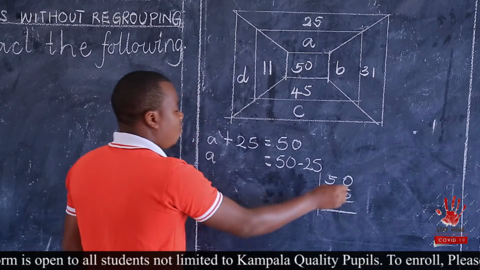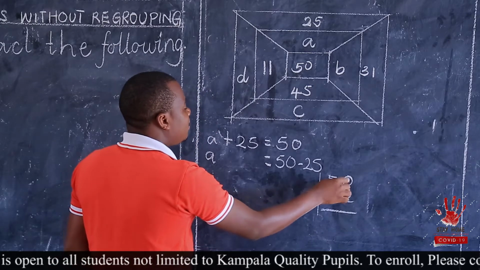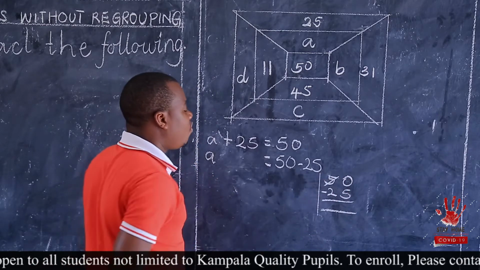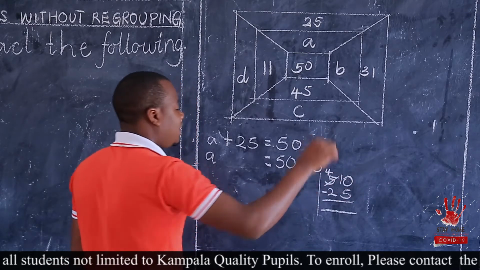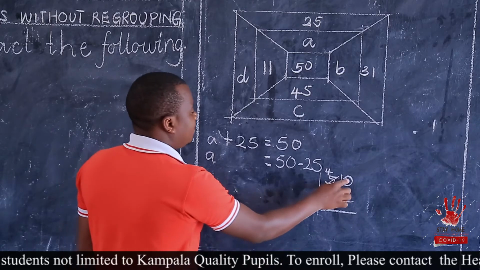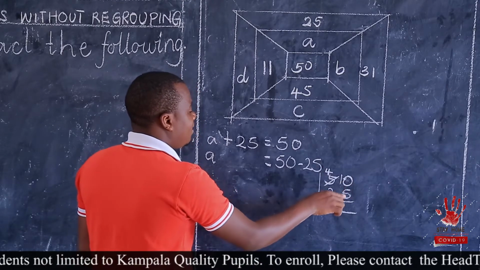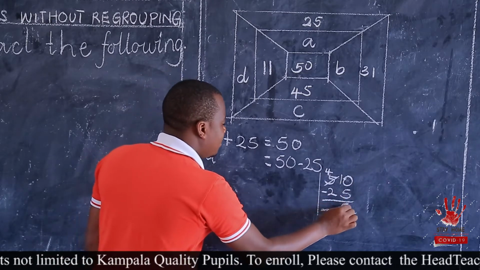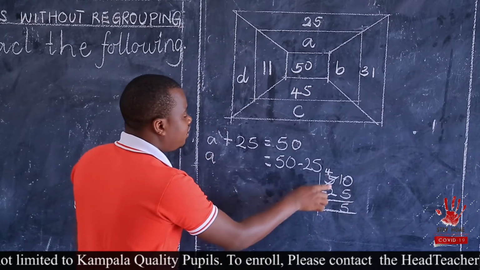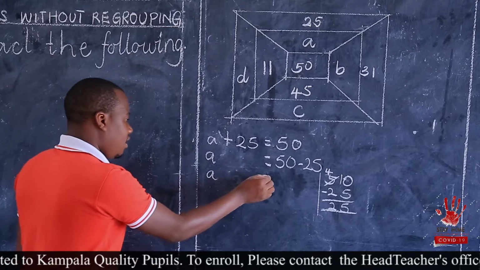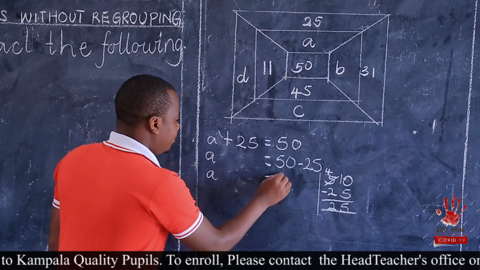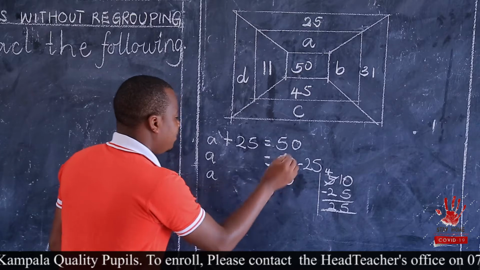Subtract quickly. What is 0 take away 5? 0 is small, but we regroup. So we shall remain with 4 here, and we take 10. So 10 plus 0 is 10. What is 10 take away 5? This is 5. Then 4 take away 2 is 2. So our A equals 25.